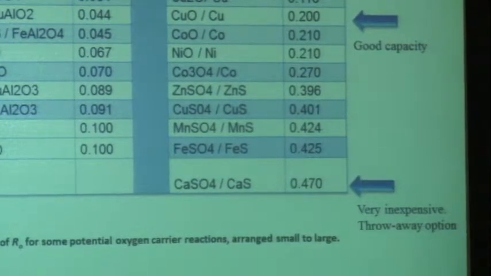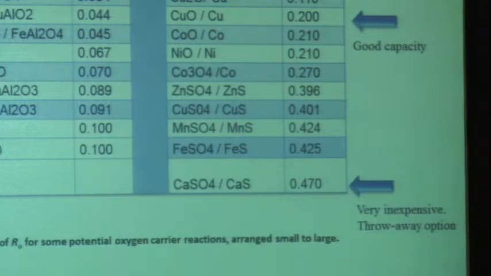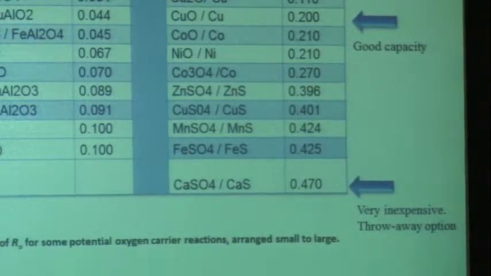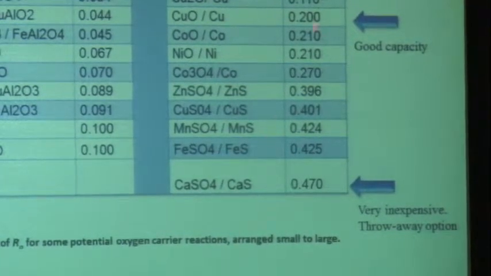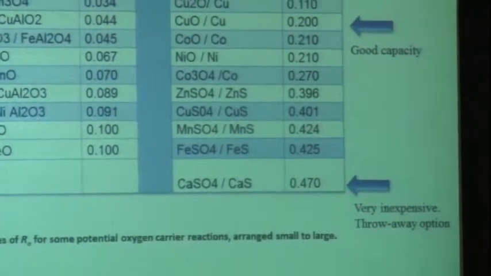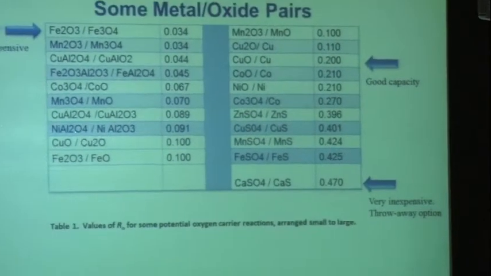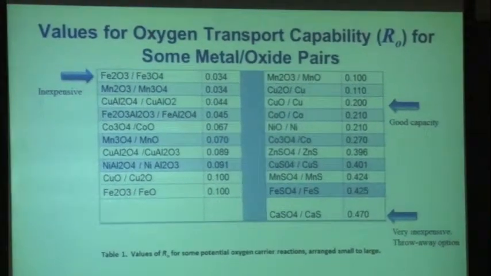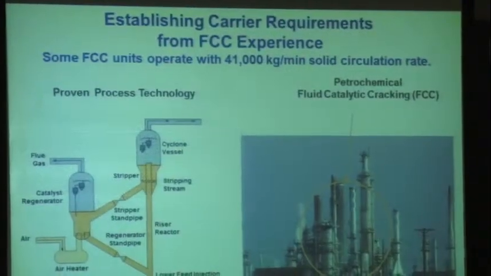You just dig calcium carbonate out of the ground, you throw it in with the coal, and it will sulfate if you put the conditions the right way, and you get a carrier out of it. And it's so cheap, you'd probably throw it away after a couple cycles. It's not so cheap if you're going to use copper or some of these other ones. So you have this trade-off between the costs and how you might elect to operate the system. We'll get into that in more detail in a second.